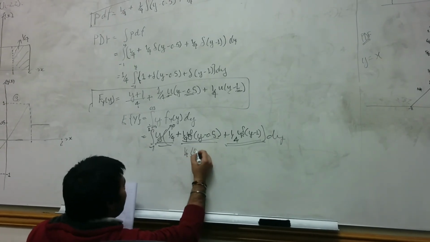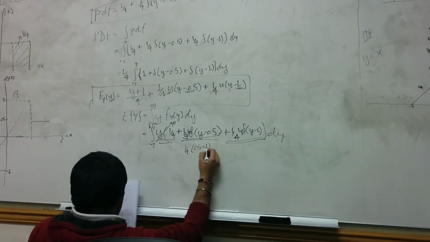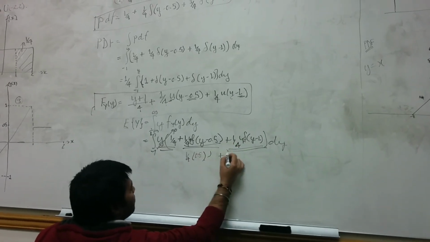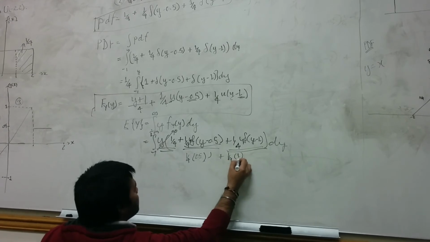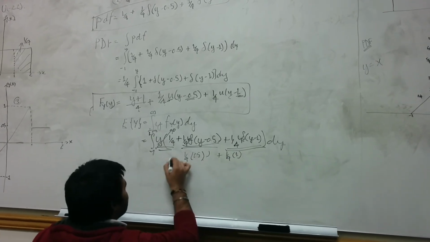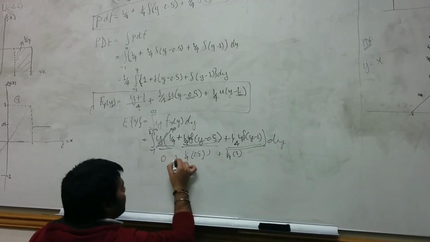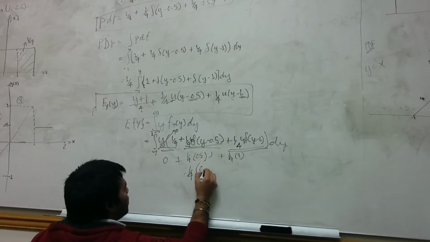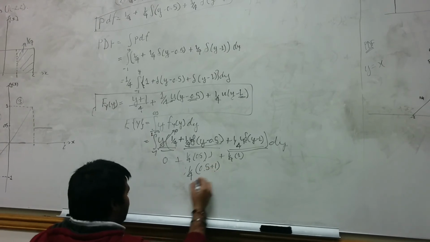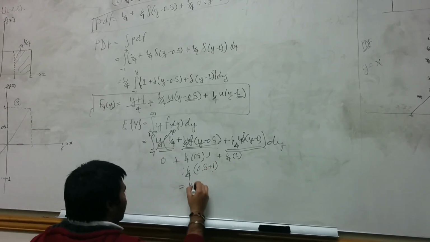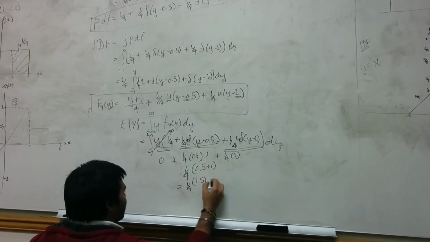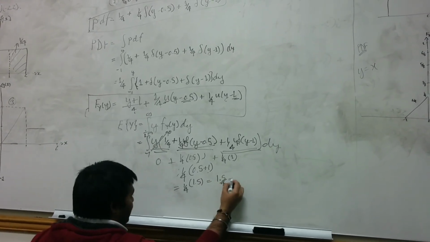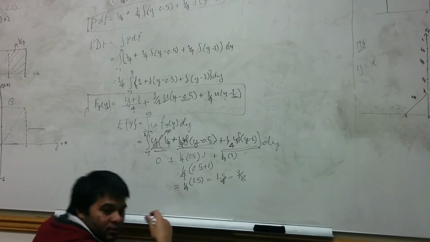1/4 of 0.5 plus 1/4 of 1, and here the first term becomes 0. So taking the 1/4 constant outside, it becomes 1/4 times (0.5 plus 1), that is 1/4 into 1.5, 1.5/4. On simplification, we get 3/8.